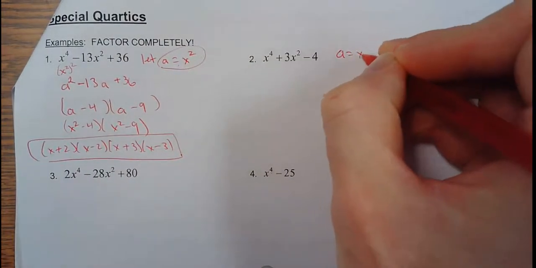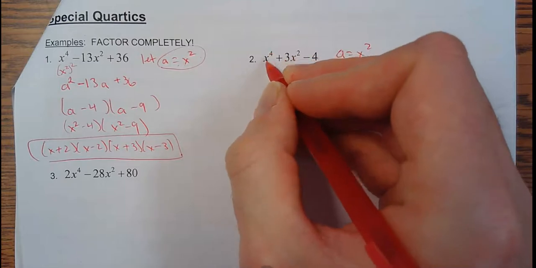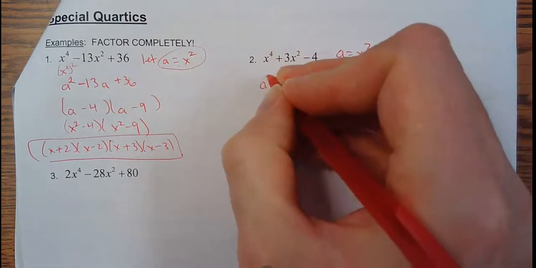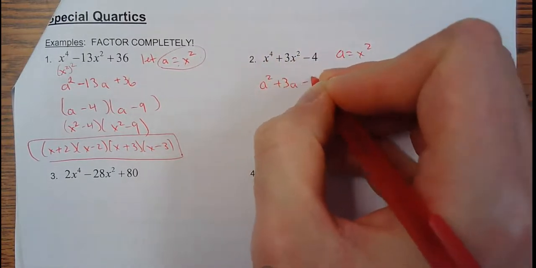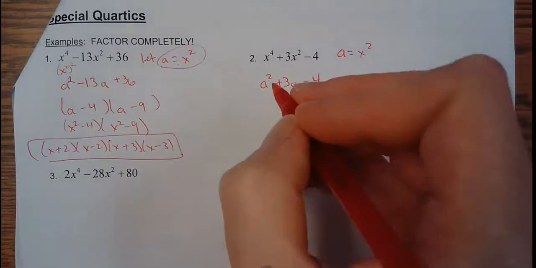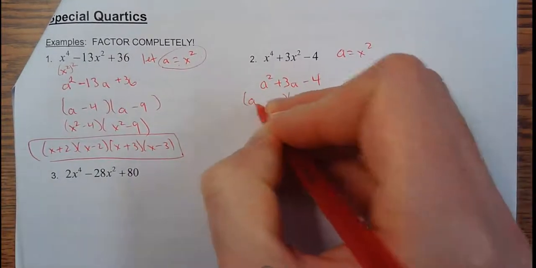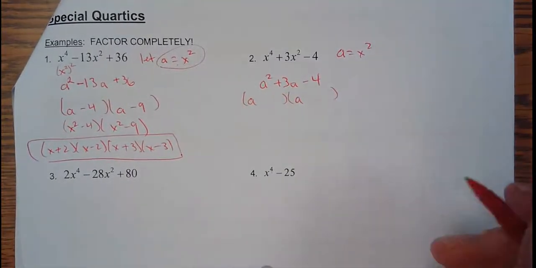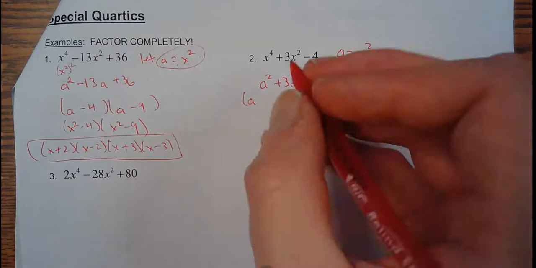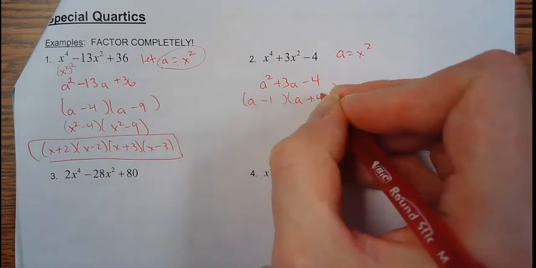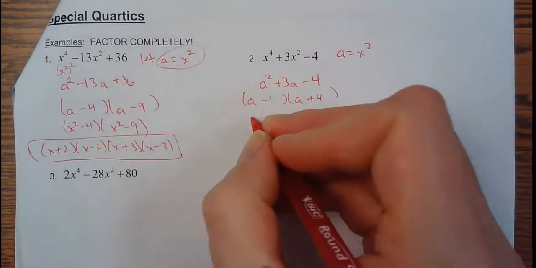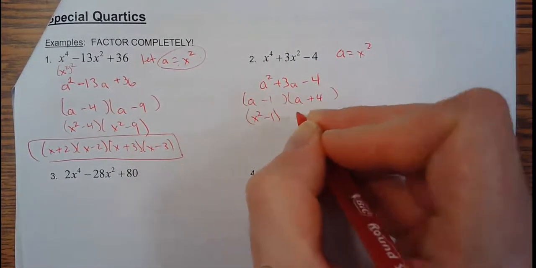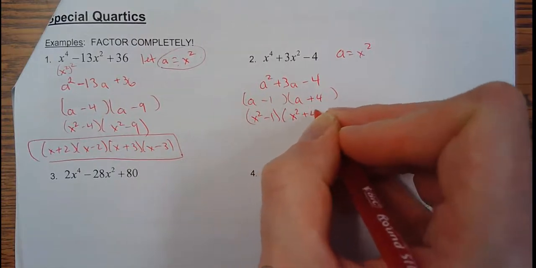So a equals x squared. So here, instead of x to the fourth, think of that as x squared squared. So that'd be a squared plus 3a minus 4. So the two numbers multiply to give you negative 4, add to give you positive 3. And now replace the x squared. So x squared minus 1, x squared plus 4.